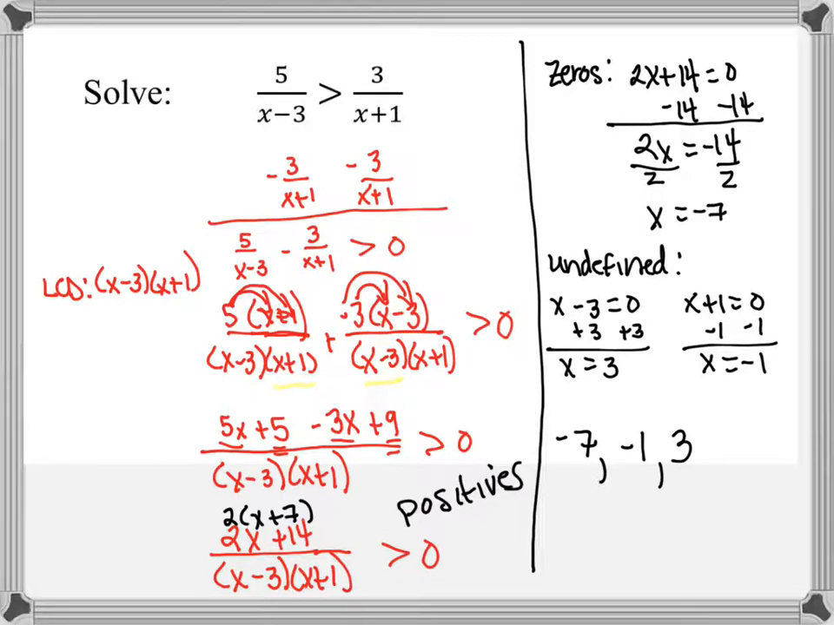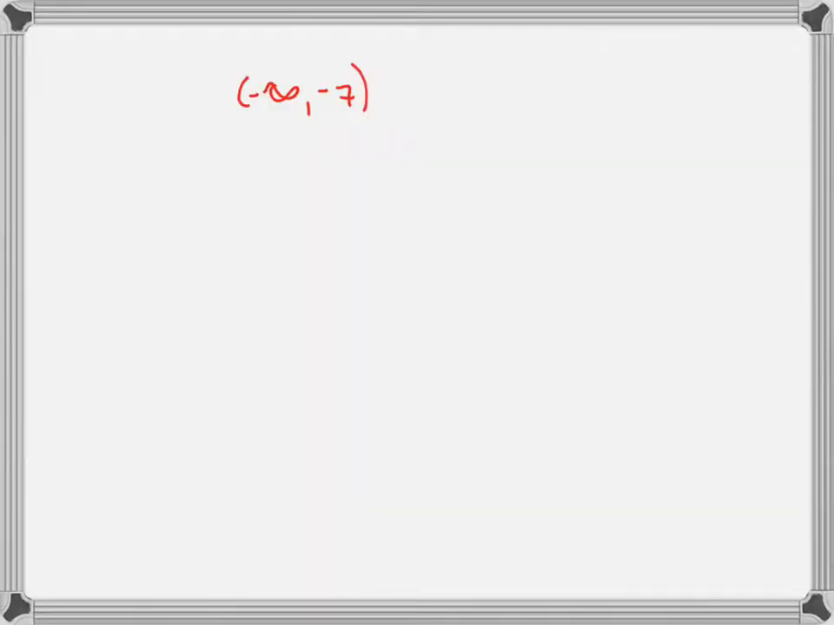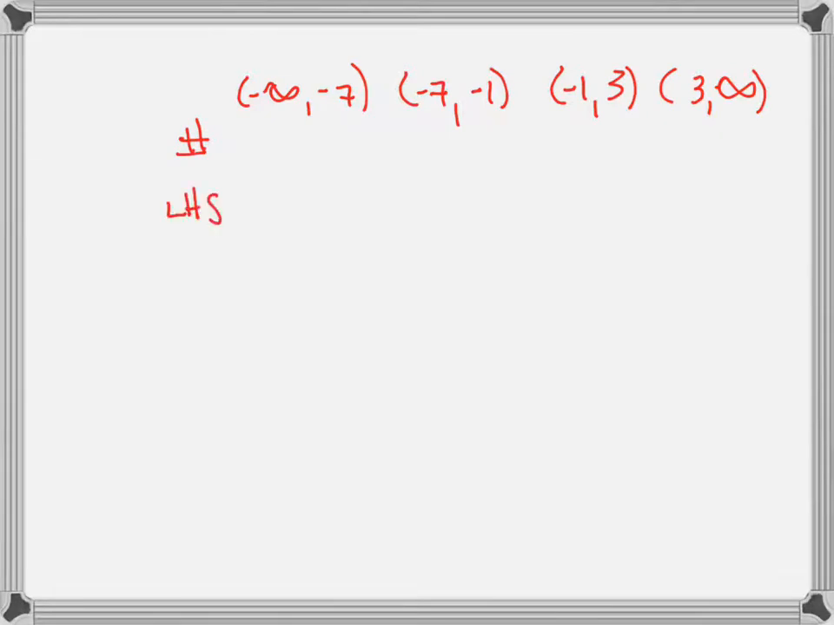I am going to be interested in the positives. So one interval is negative infinity to negative 7. Then I have negative 7 to negative 1, negative 1 to 3, and 3 to infinity. I will choose a number in each interval, evaluate the left-hand side, draw a conclusion.